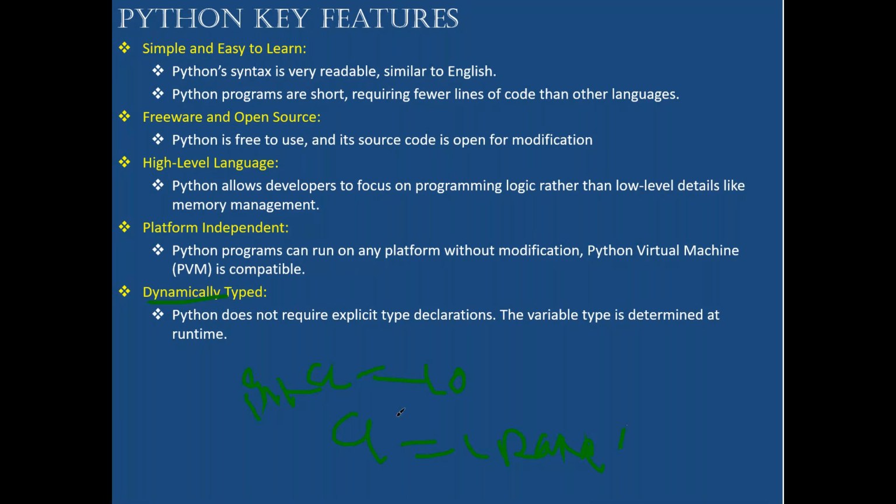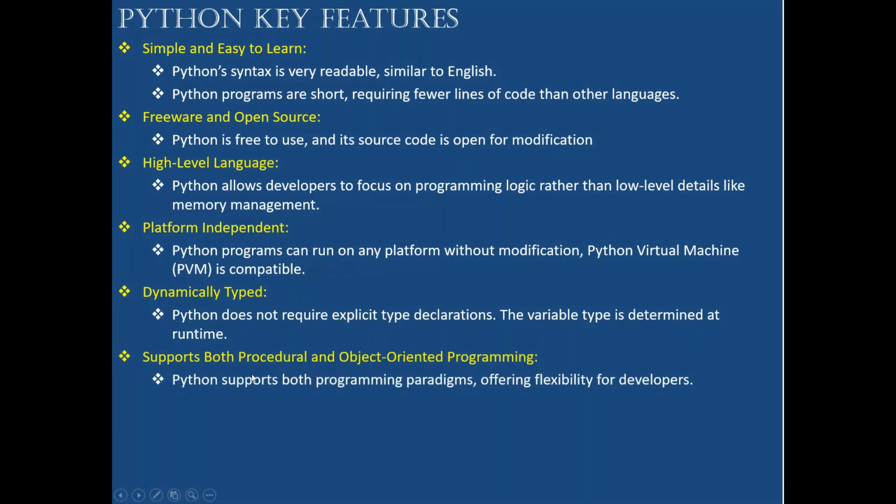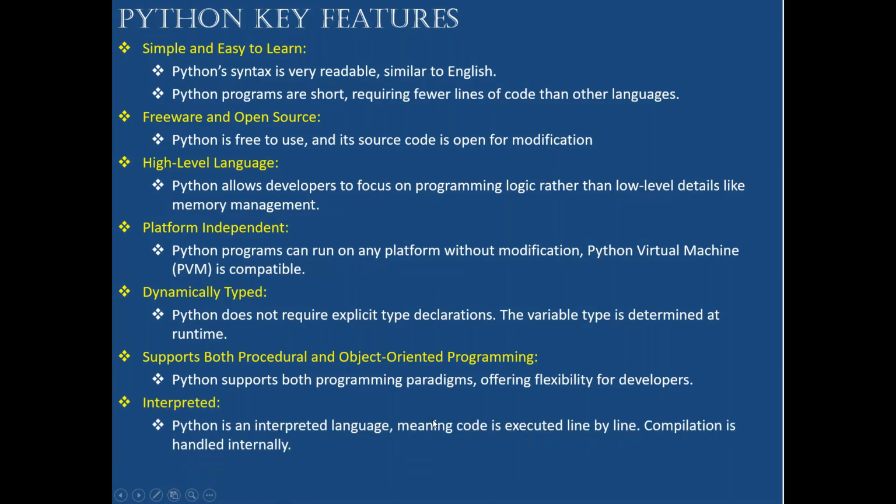But Python is dynamically typed, meaning you don't need to mention whether a is an int or string. Based on the type of value that you are assigning, it will tell you the data type. That is called dynamically typed. As I said, it supports procedural and object-oriented programming. You can create classes and write the code, or you can directly write functions, or write the code without classes or functions.